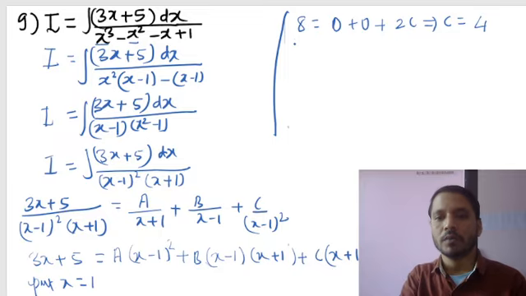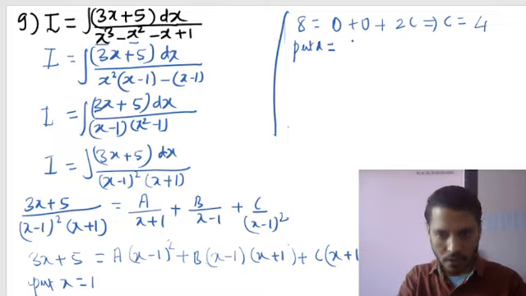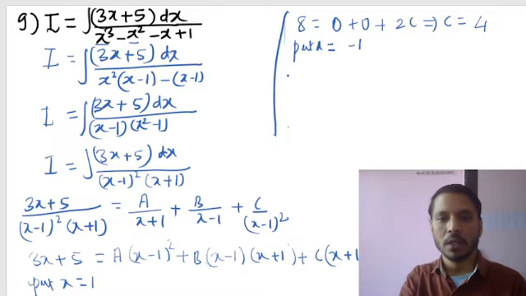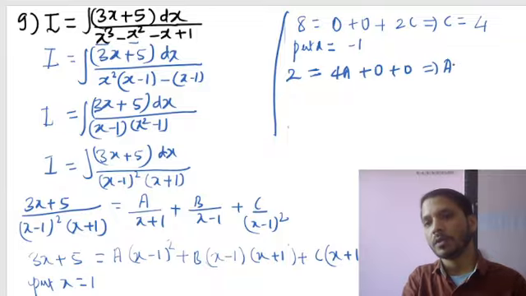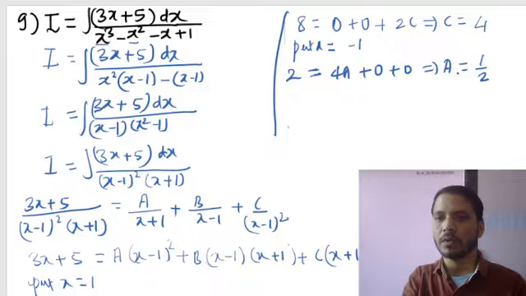Now we are going to put other values. Put x is equal to, let us suppose we are putting minus 1. So if we put x equal to minus 1, then this will become minus 3 plus 5, it is 2, and 2 is equal to what? So 2 is equal to 4a, since we are putting minus 1, minus 1 minus 2 squared gives 4a, and b part is going to become 0, as well as c part also is going to become 0. That means from here a is equal to 1 by 2.